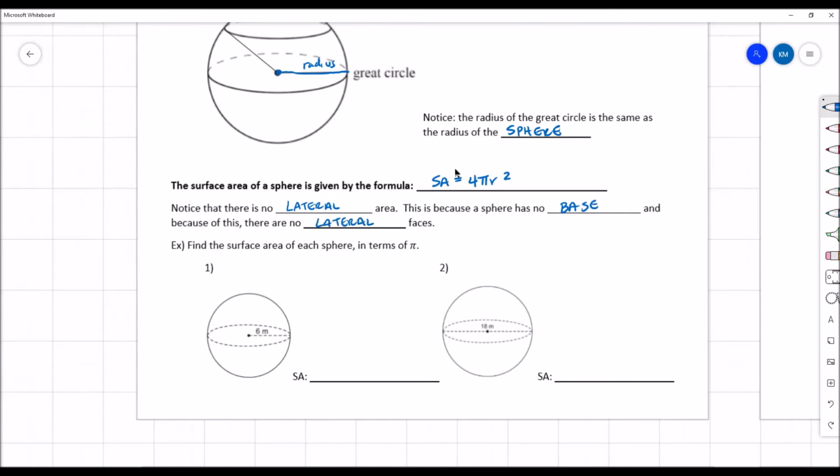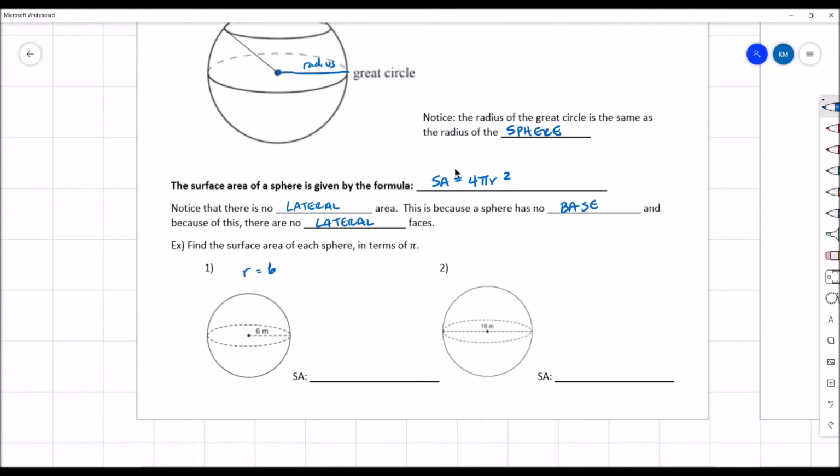Right here it says find the surface area of each sphere in terms of pi. So I have a formula. First, the only unknown thing, or the only variable thing, is our radius. So it's going to be important for us to make sure that we have that measurement.